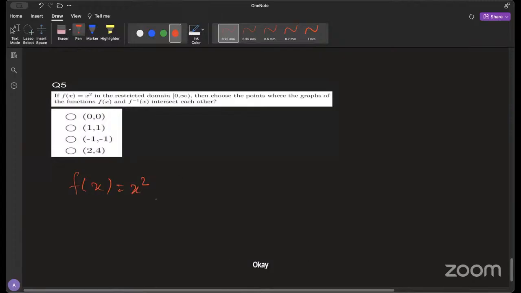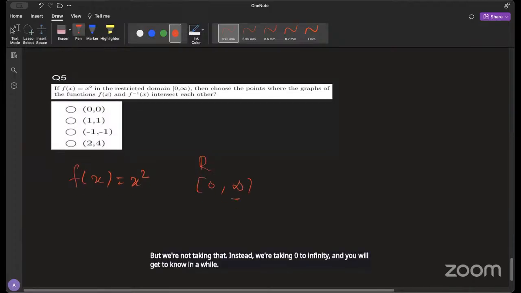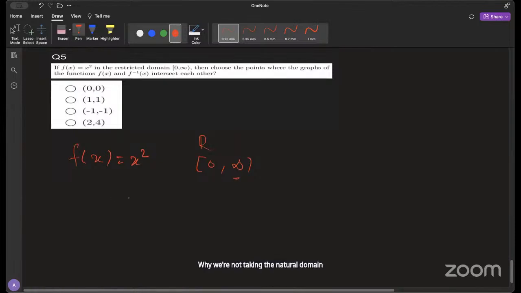Okay, so this is the question. Its natural domain is R, but we're not taking that. Instead, we're taking 0 to infinity, and you will get to know in a while why we're not taking the natural domain of this function for this question. And then we have to choose the points where your function f(x) and f inverse of x intersect each other. Intersect means a common point that lies on the graph of both of these functions, right?